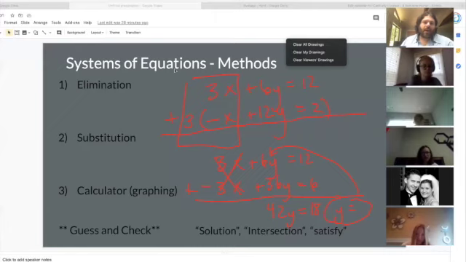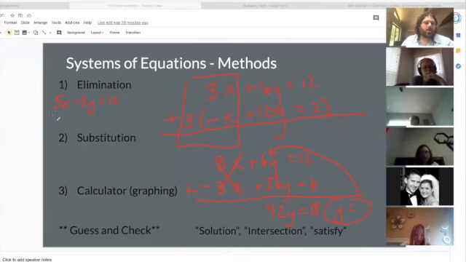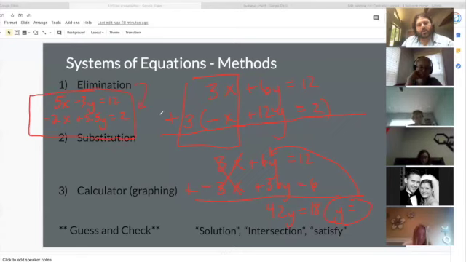Now, what if I had this instead? What if I had 5x minus 3y equals 12, and I had negative 2x plus 5.5y equals 2. Okay. Dawson, help me with this one. I've got this system of equations here. I'm wanting to use elimination. Would I be able to use elimination on this one?